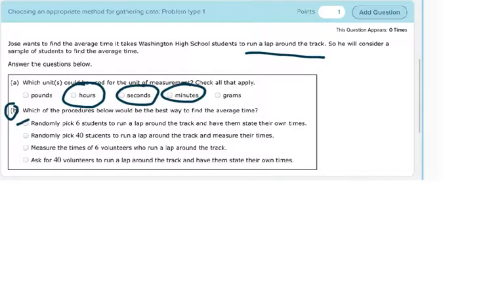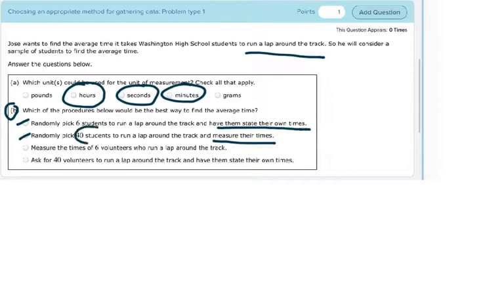The next one, randomly pick 40 students to run around the track and measure their times. And then on the first one, have them state their own times. That means they measure their own time. That's not really a good choice. You really want to measure the time for them, and not them doing the measuring. That way you know it can be accurate and people don't give inaccurate information. So the second one, randomly pick 40 students to run a lap around the track and measure their times. That means we're measuring, so that part's better.